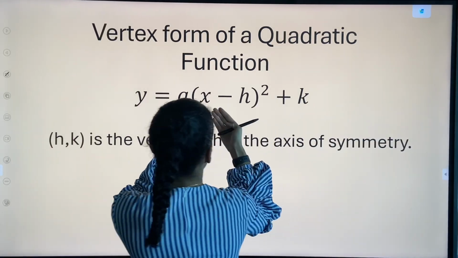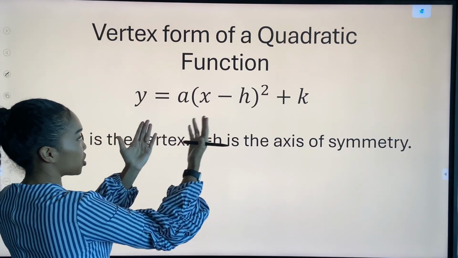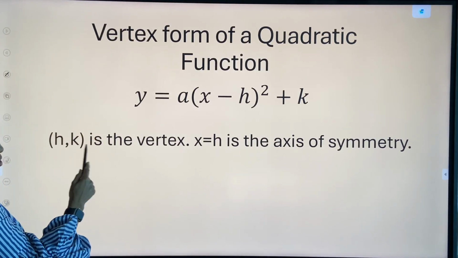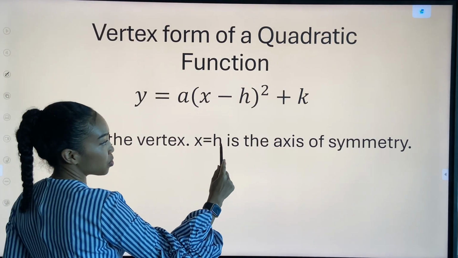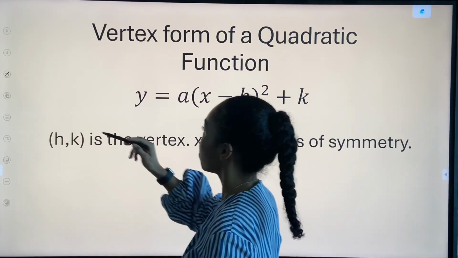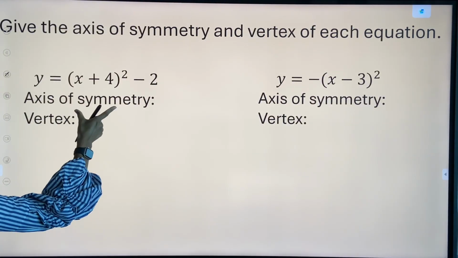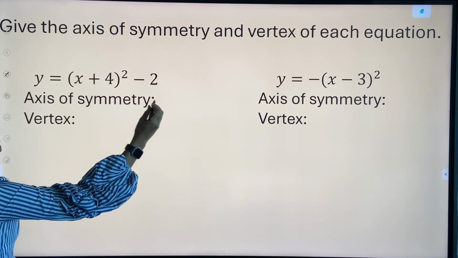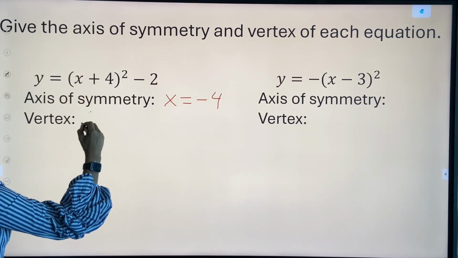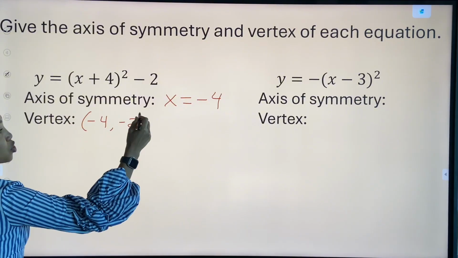This is the vertex form of a quadratic function, where h and k is your vertex and x equals h is going to be your axis of symmetry. So let's look at an example. Right here, I know that the axis of symmetry is x equals -4 and your vertex is -4, -2.